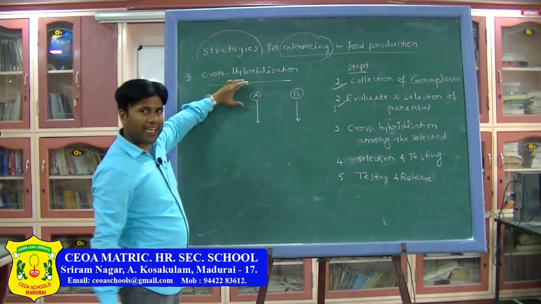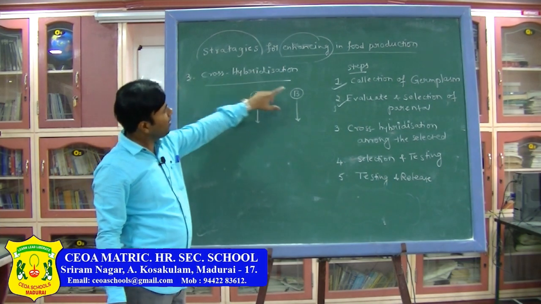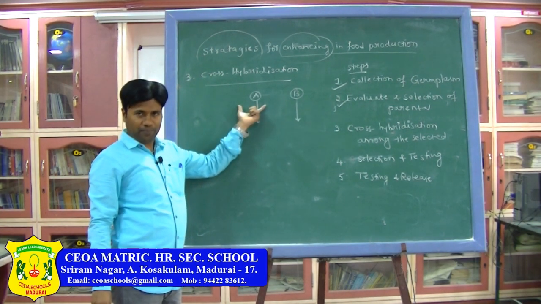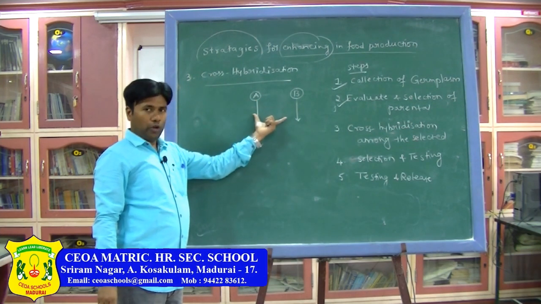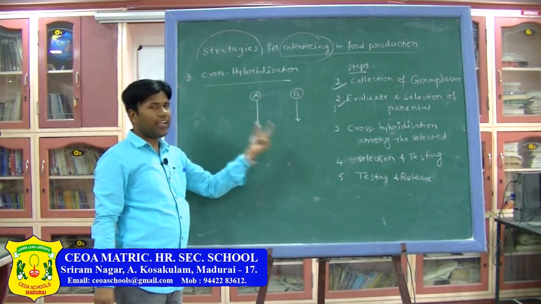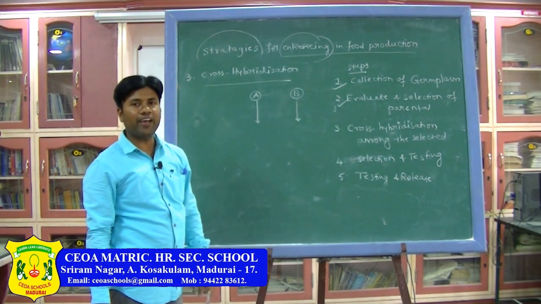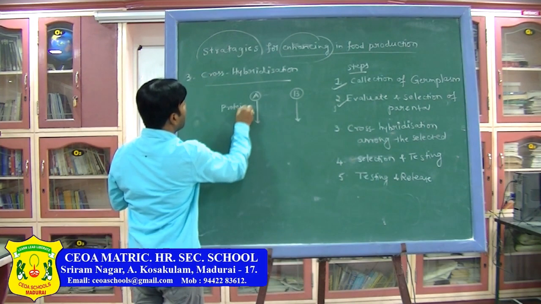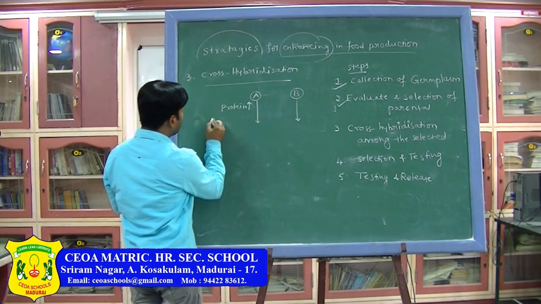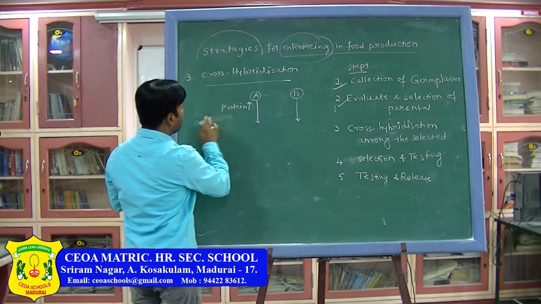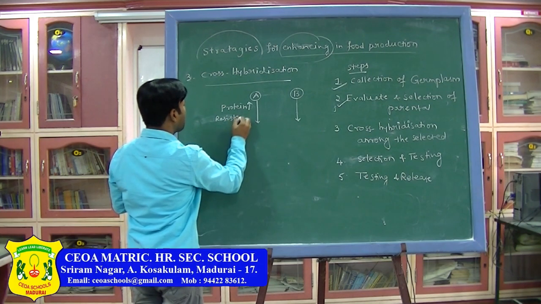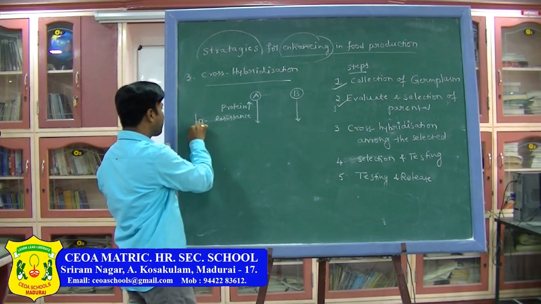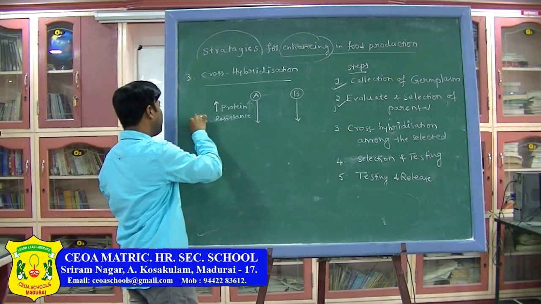Whatever desired character is possessed by A may not be present in B. What desired character is possessed by B may not be present in A. So now these two parents' desired characters we want to see in one plant. That is called a hybrid, a superior one. Now, this A plant has more protein, but whereas resistance, which resistance? Disease resistance is less, but the protein content is highest.